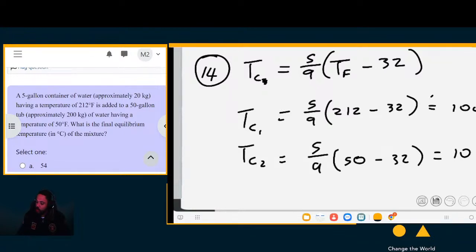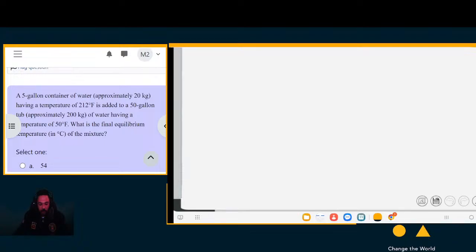Now they want to know what is the equilibrium temperature in Celsius of the mixture. This is a common calorimetry problem. You should always start like this: the heat lost is equal to the negative of the heat gained. I can write the negative on either side.